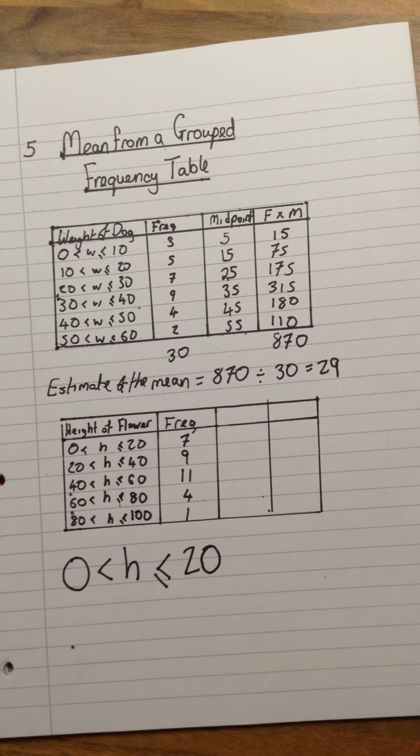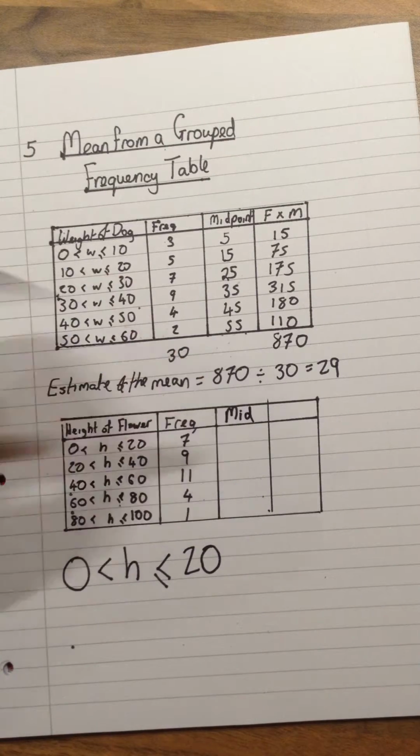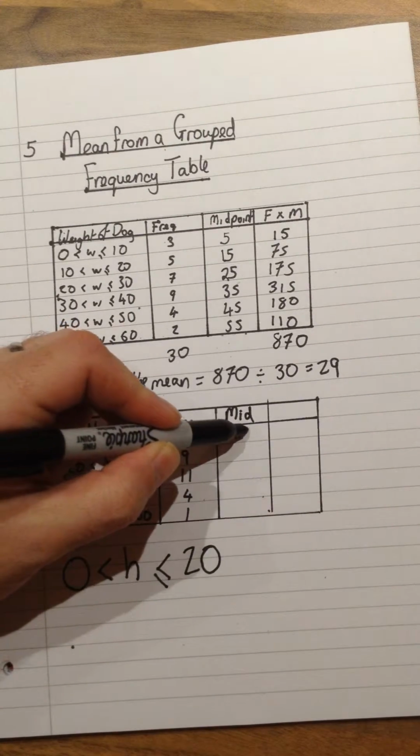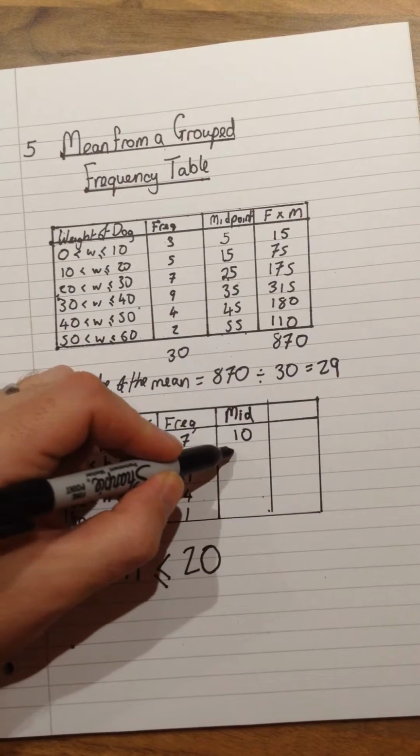Just as last time, the first blank column is going to represent the midpoint because we need a number that is going to represent each group. To save myself the same issue as last time, I'm just going to put mid. So halfway between 0 and 20, well that's 10. Between 20 and 40 is 30.